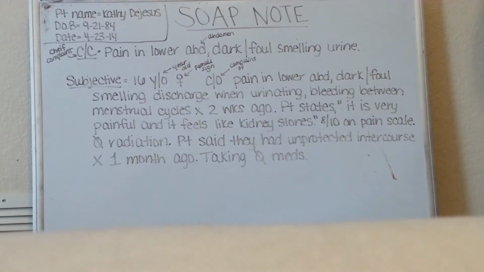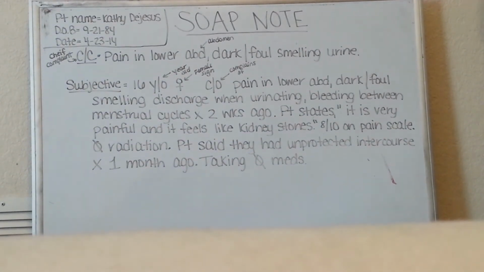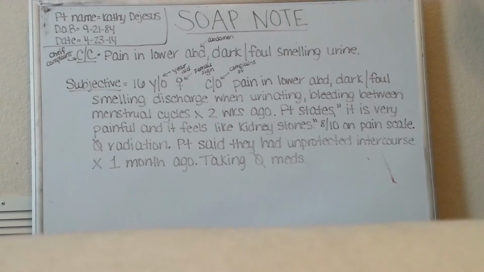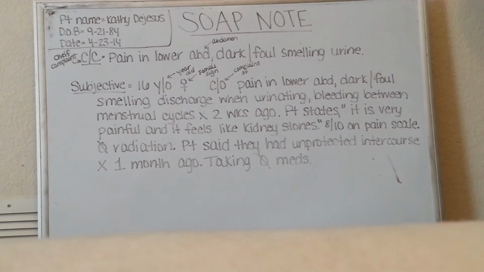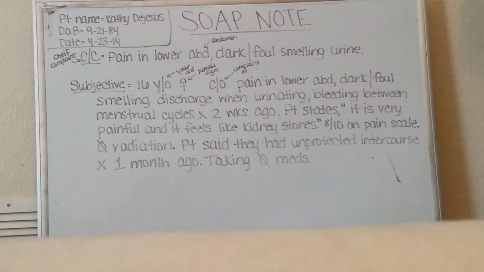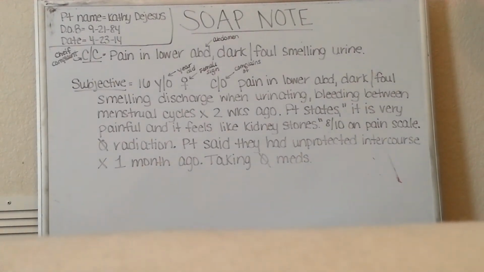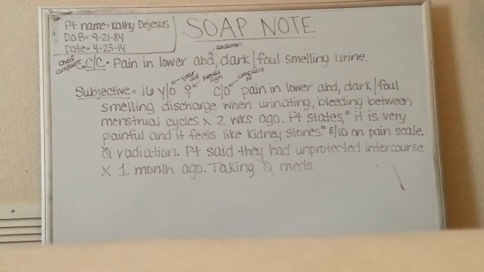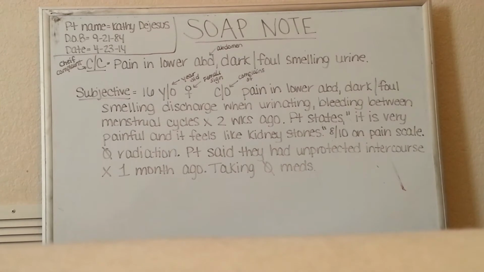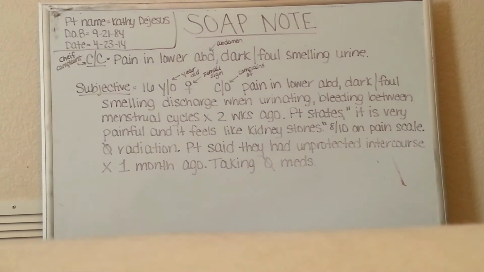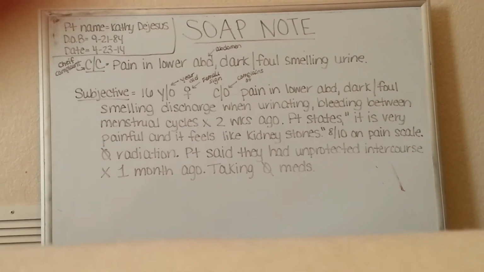Now starting with the S in my SOAP note. Subjective. 16-year-old female complains of pain in lower abdomen, dark foul-smelling urine when urinating. Bleeding between menstrual cycles times 2 weeks ago, meaning all this happened starting 2 weeks ago, and symptoms still persist. Patient states it is very painful and feels like "kidney stones." Always put in quotations what the patient says it feels like. 8 out of 10 on pain scale, meaning on a pain scale of 1 to 10, it's 8. 0 radiation, meaning the pain does not move. It just stays in the same spot.